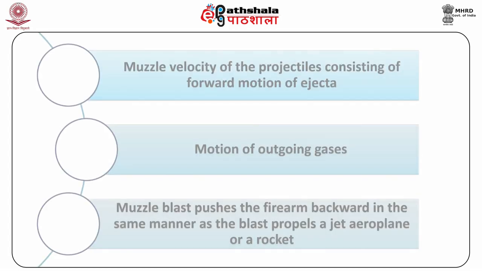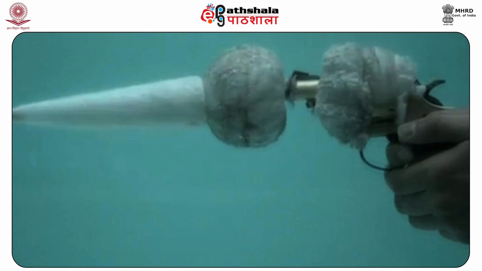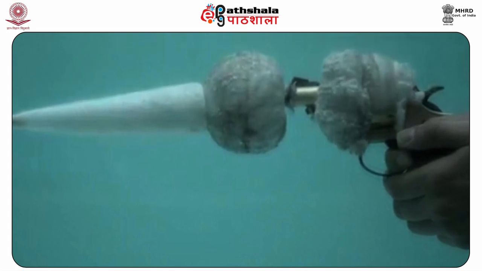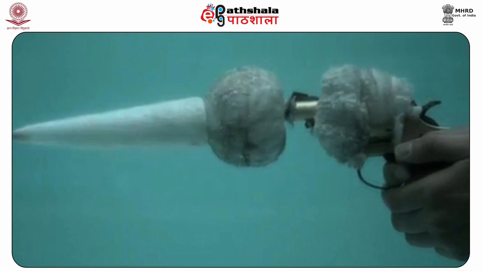Elements of recoil. There are three main causes due to which recoil of the weapon takes place. 1. Muzzle velocity of the projectiles, consisting of forward motion of the ejecta, consisting of bullet, wads, and powder residue particles. The more the velocity of the ejecta, the greater the recoil of the weapon. 2. The motion of outgoing gases. 3. The muzzle blast, which pushes the firearm backward in the same manner as the blast propels a jet aeroplane or a rocket. About 50% of the contribution towards the recoil of the weapon is made by the motion of the projectile, about 10% by the motion of gases, and about 40% by the muzzle blast.